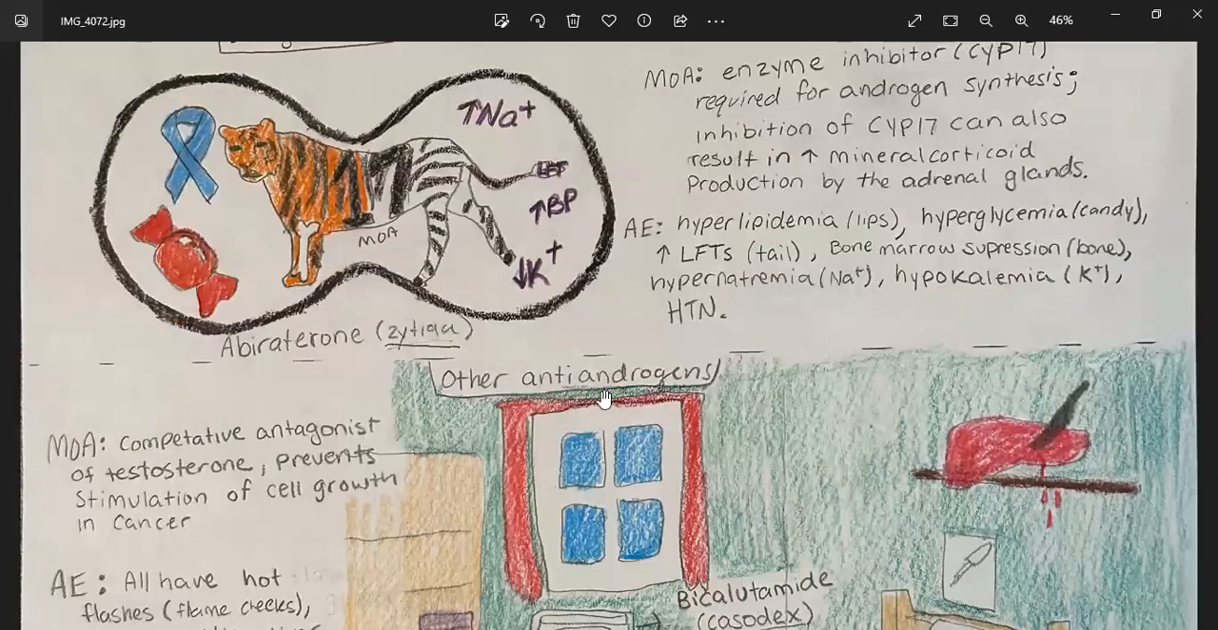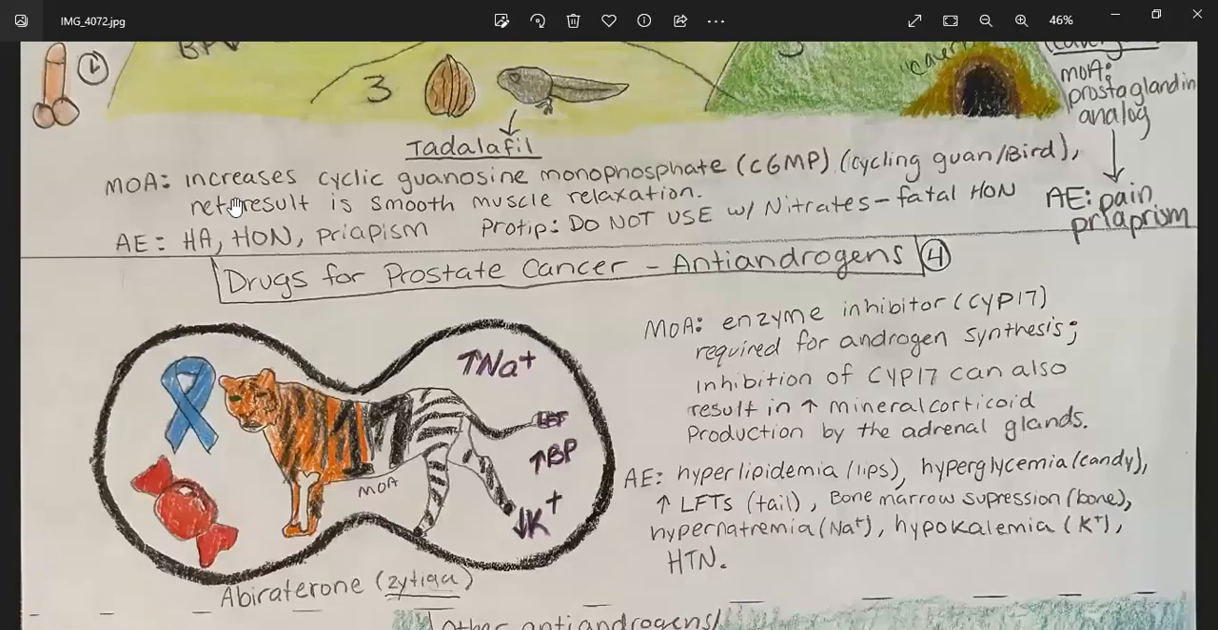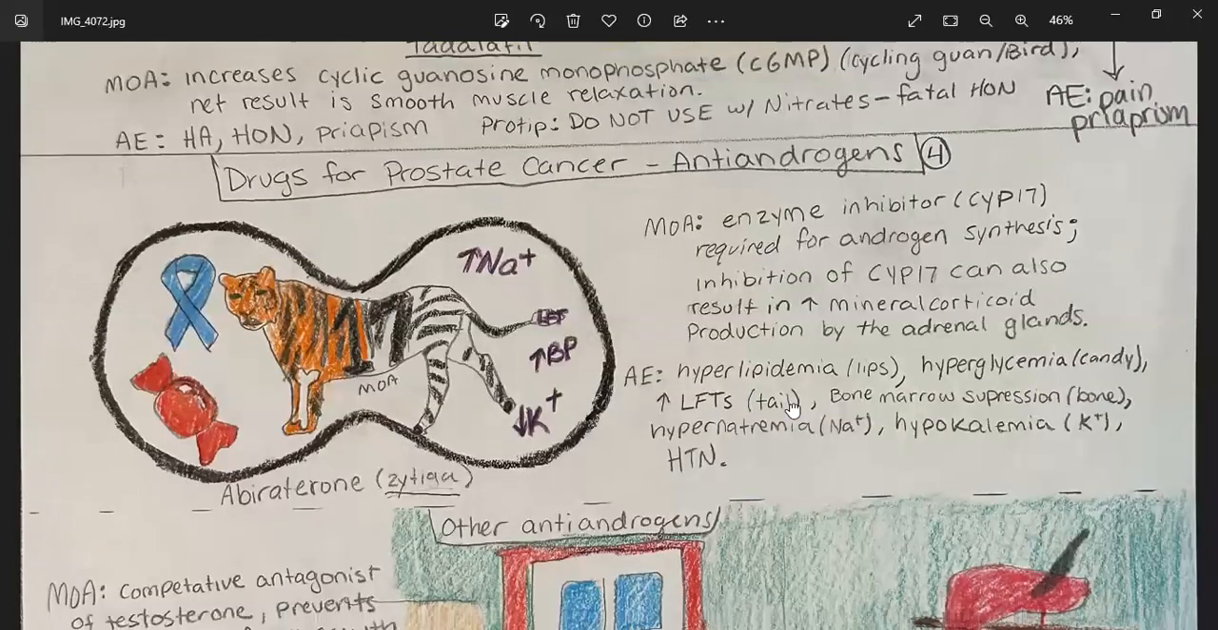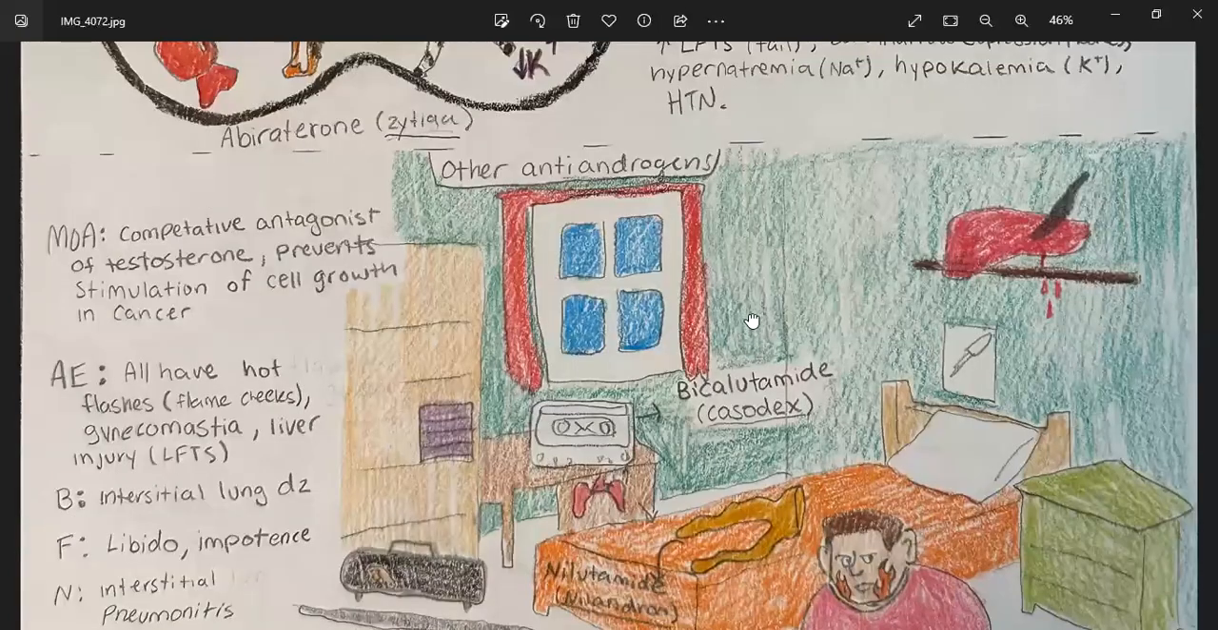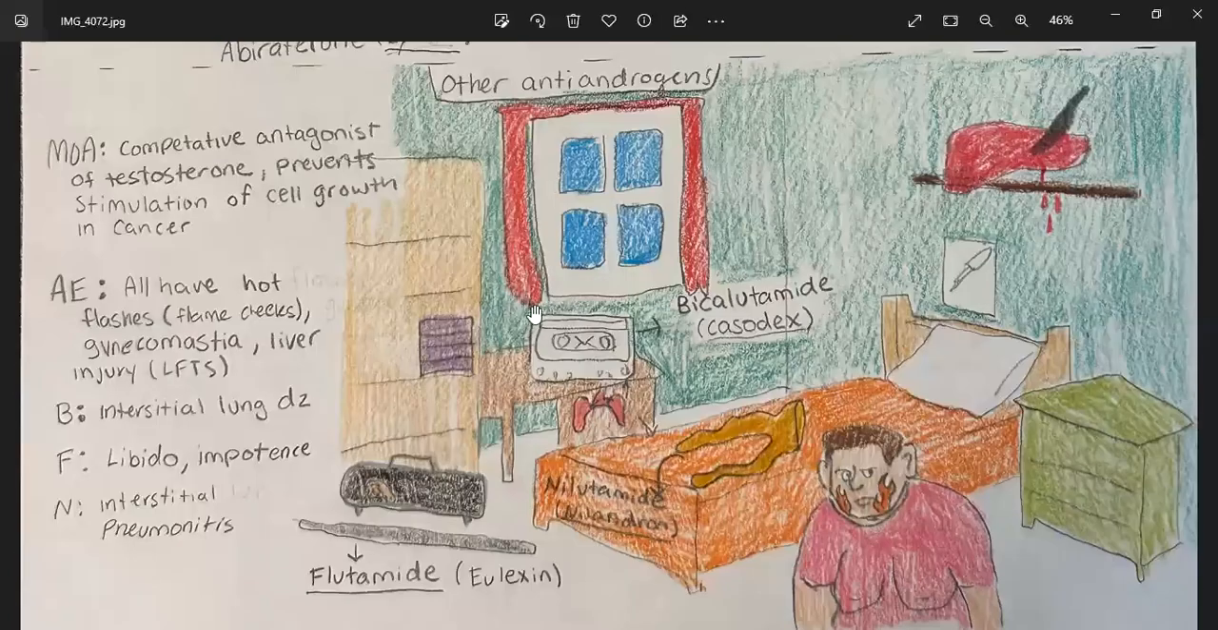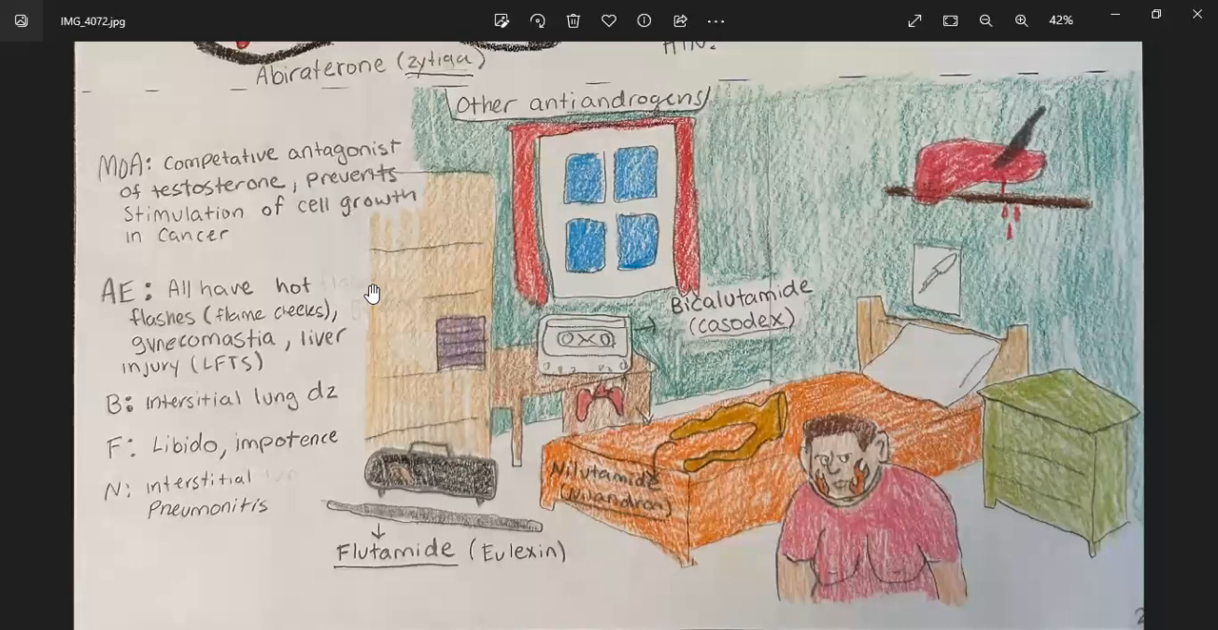There are other anti-androgens that are also used for prostate cancer. However, they have a slightly different mechanism of action, which is why they are in a different picture. So the other anti-androgens are going to be competitive antagonists of testosterone, which again is just going to prevent the cell growth of cells in the prostate.